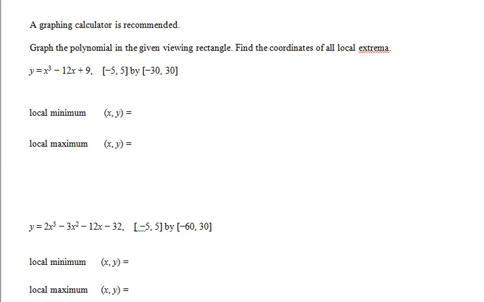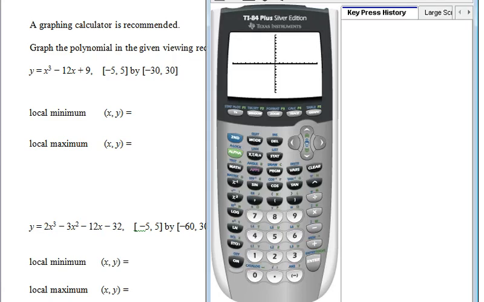Here we're going to use a graphing calculator to graph a polynomial in a given viewing rectangle and find the coordinates of all local extrema. The first polynomial is y equals x cubed minus 12x plus 9.